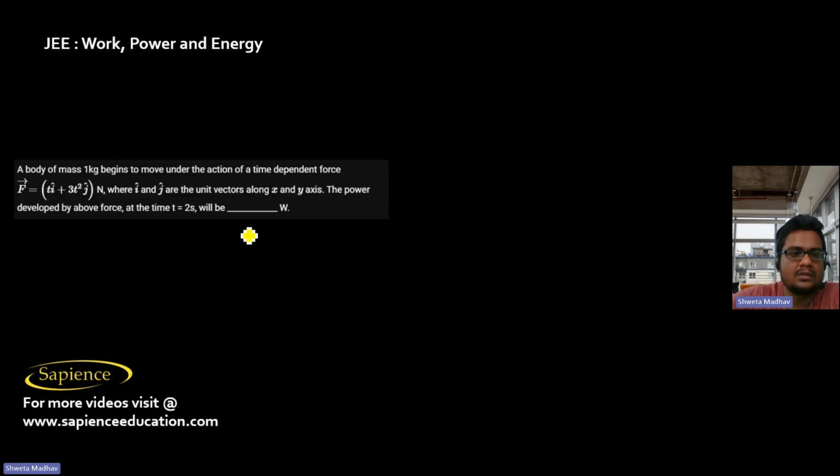Here it is told, a body of mass 1 kg begins to move under the action of a time dependent force F equal to t i cap plus 3t square j cap, where i cap and j cap are the unit vectors along the x and y axis. The power developed by the above force at the time t equal to 2 seconds will be?